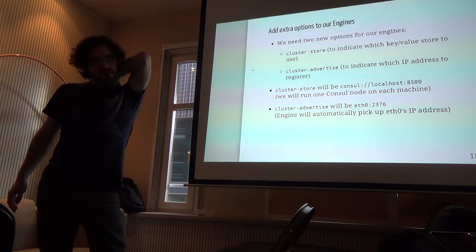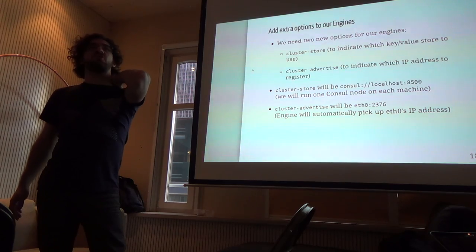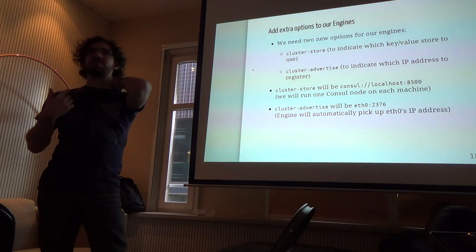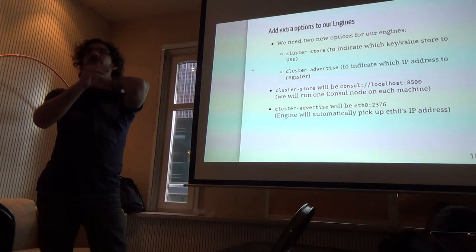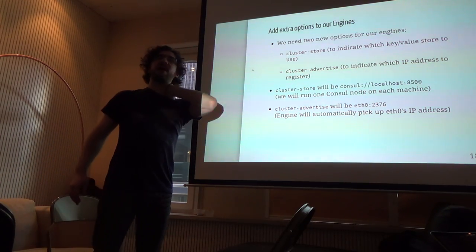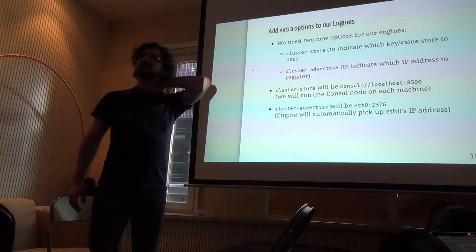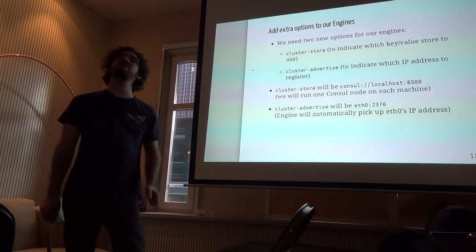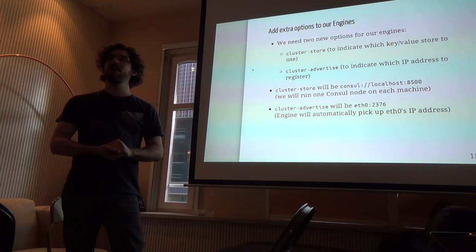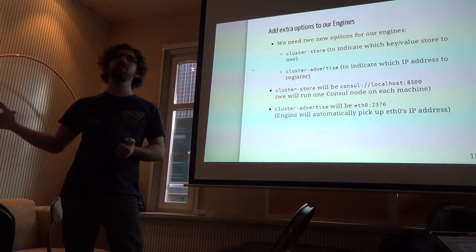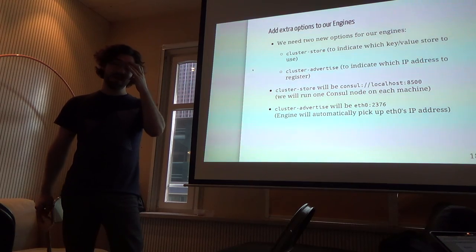That's particularly important when you are in an environment where machines either have multiple interfaces, so then you want to tell which interface you want to use, or when you have NAT. On EC2, for instance, it's often complicated because each instance has two IP addresses. There is the internal IP address, and there is the external public IP address.